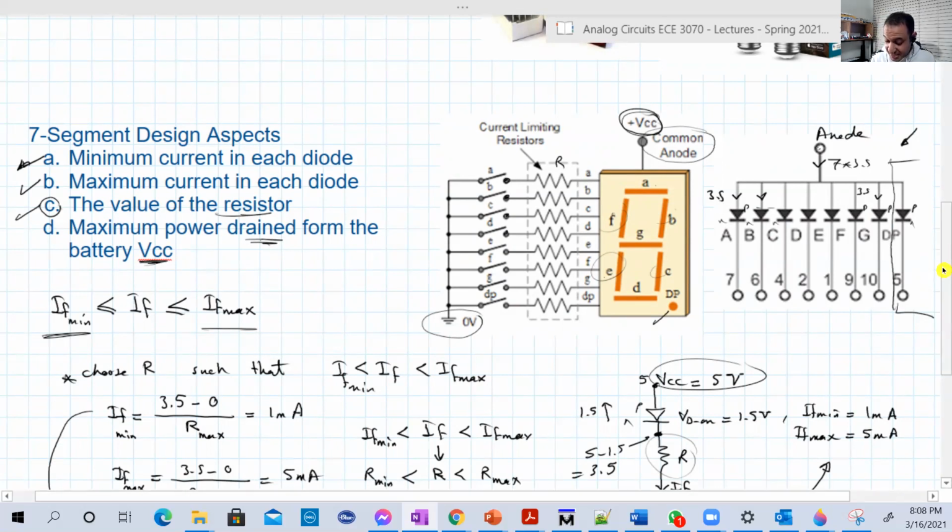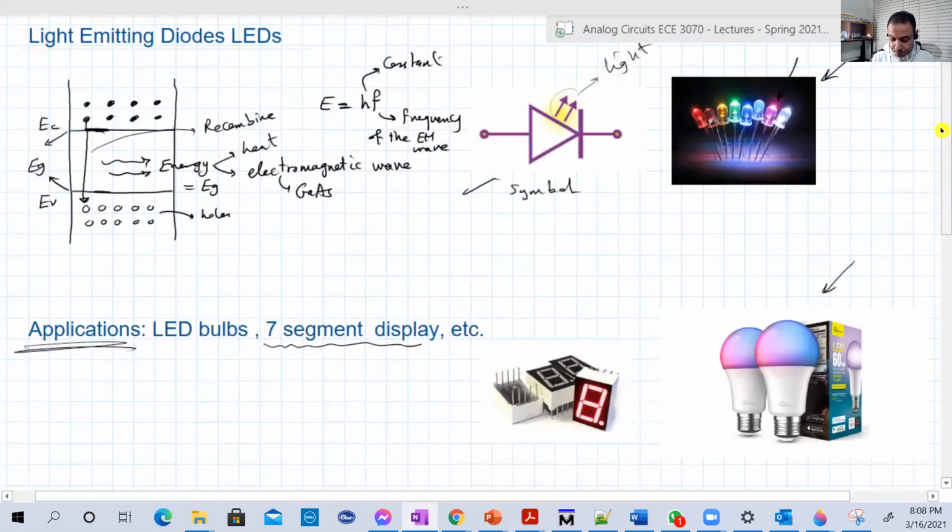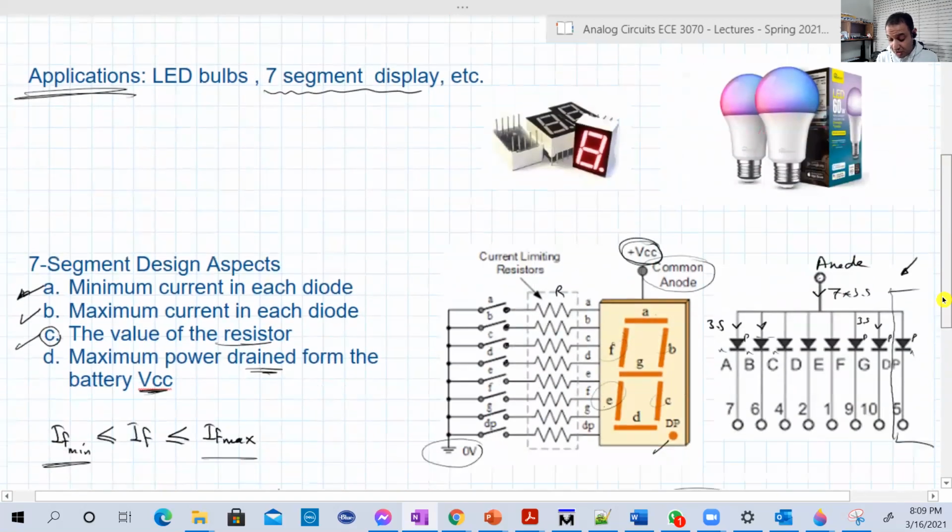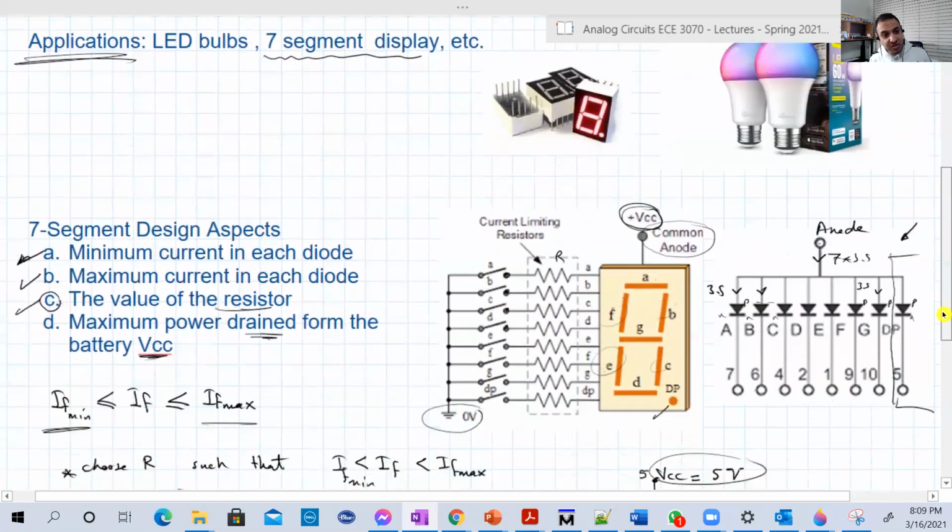Okay, guys. So this is basically how light emitting diode works, and how we can use them and design a circuit with 7-segment display like this.